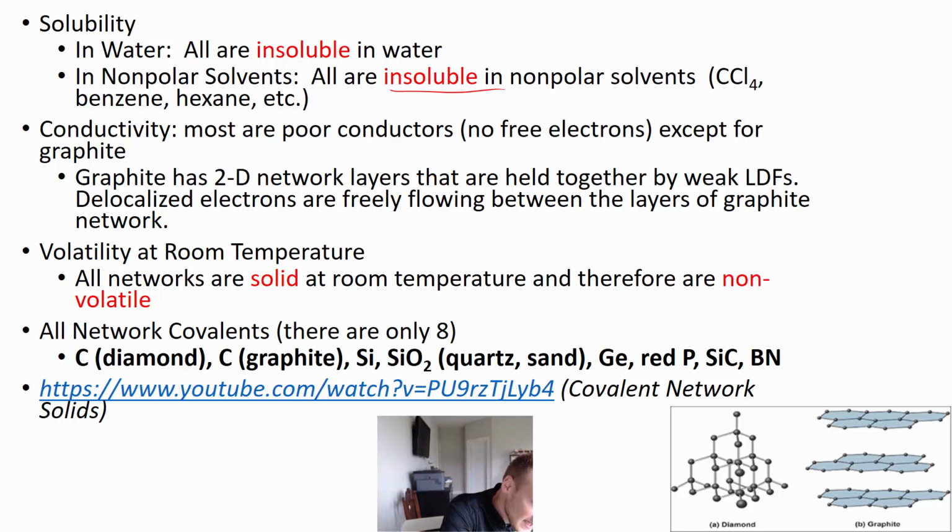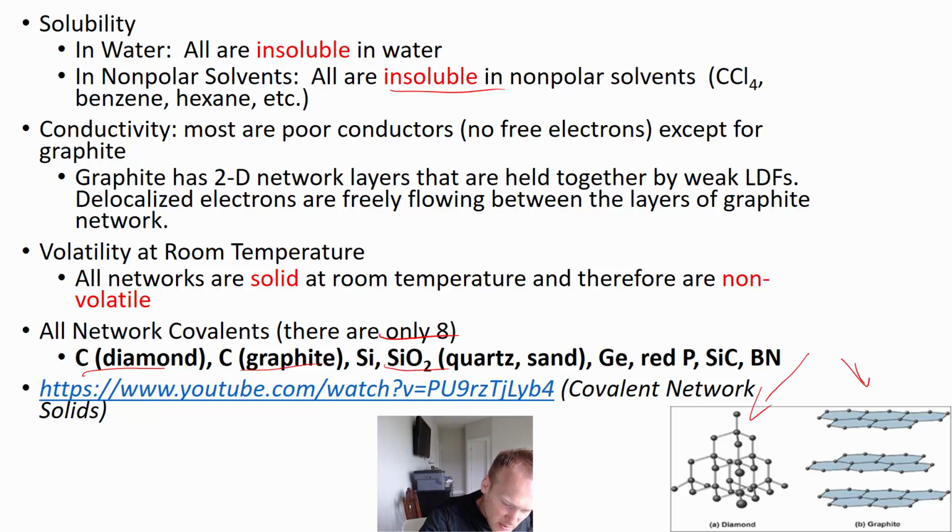Look, diamond, graphite, which would be like the graphite in your pencil, and SiO2, which is quartz or sand. There's only 8 that are network covalents. They are rare, they are strong, and they stay solid because of this. You can have a look down here.